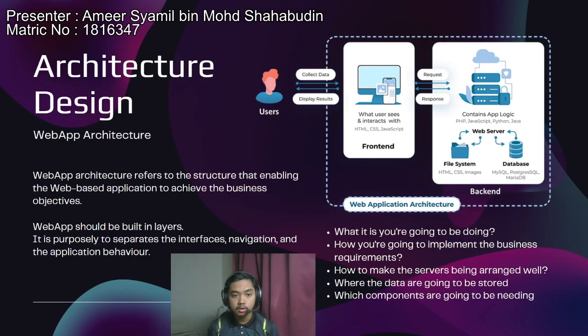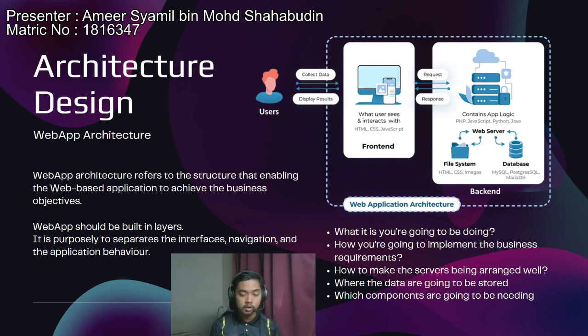Okay, for the next one is architecture design. Okay, the web app architecture refers to the structure enabling the web-based application to achieve the business objective, depending on your clients. Okay, the web app should be built in layers. It is purposely to separate the interface, navigation, and the application behavior. So basically, there are a few separate layers in architecture design. In web app architecture design, you can see the users, the front end, the back end. That is an example of layers in the architecture.